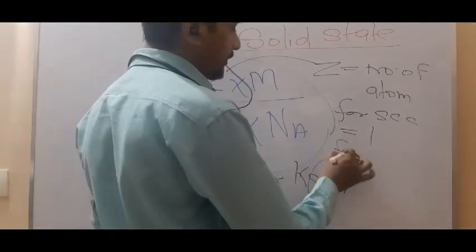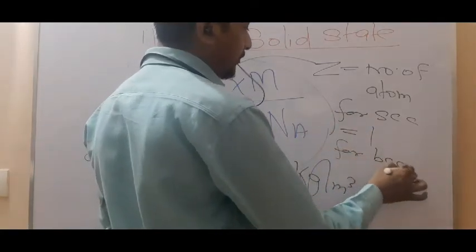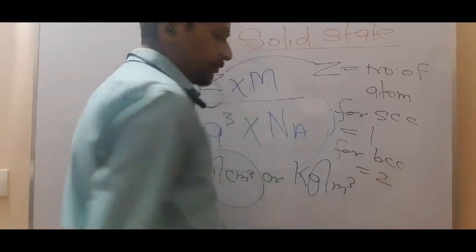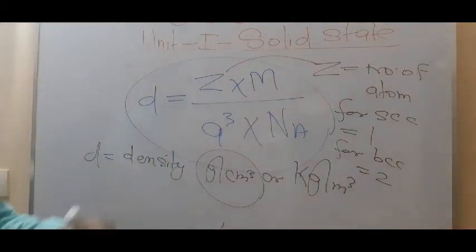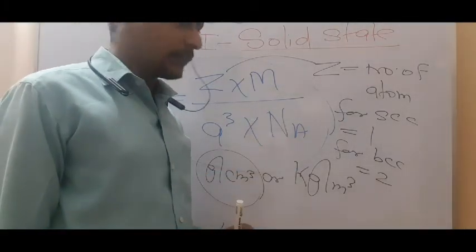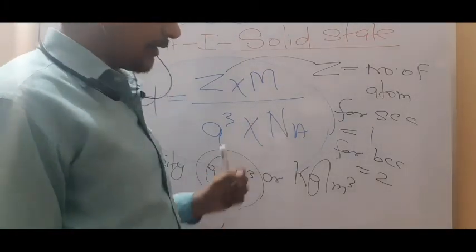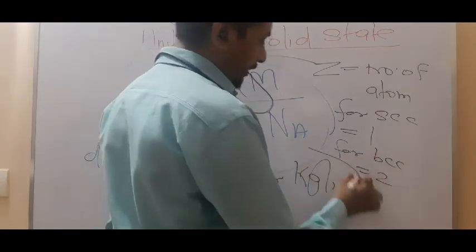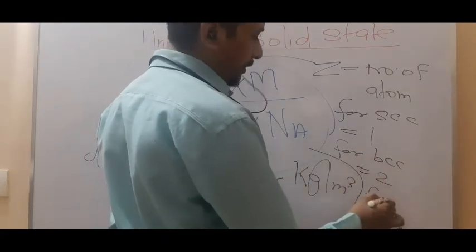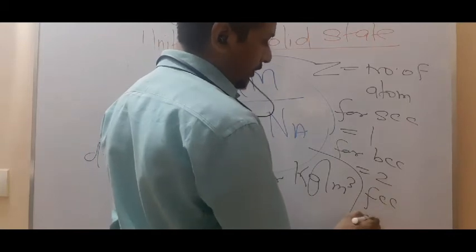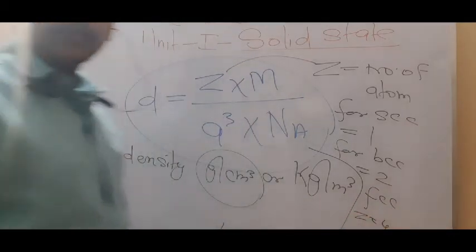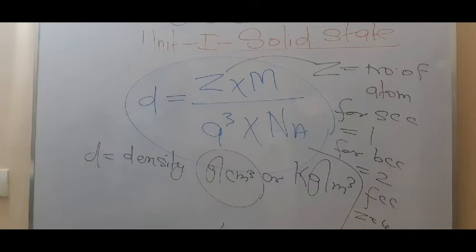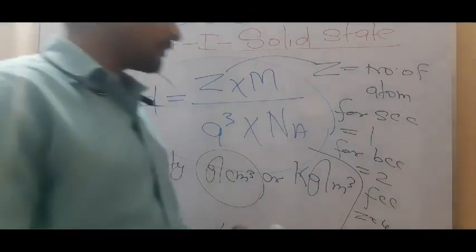Now for BCC, this is 2. Here the atom belongs to the corner position, and second, 1 into the body center. So from corner you get 1 atom and from body center 1. So you get 2 atoms from BCC. And in case of FCC, what happens? Z equal to 4. I also told you how to calculate the number of atoms in the previous lecture.